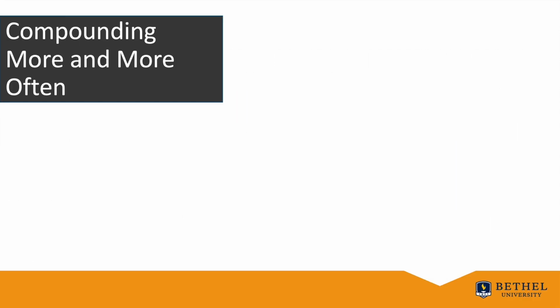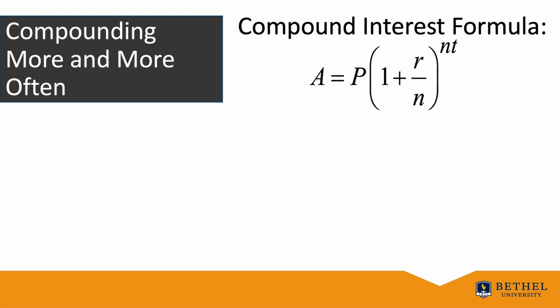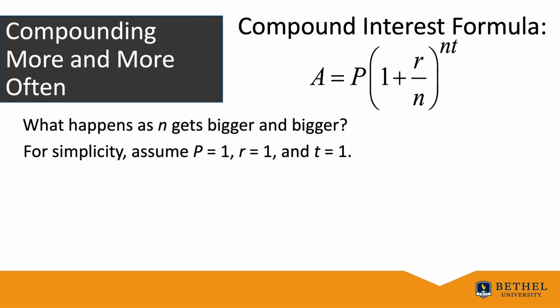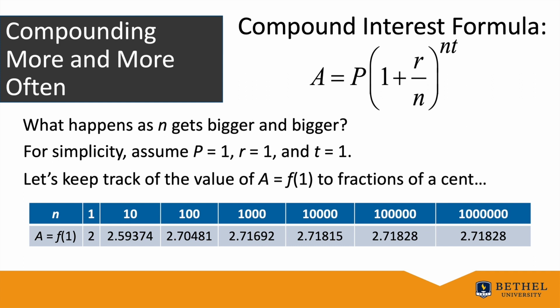Let's go back to compound interest now and address the question of what happens as the number of compounding periods gets larger and larger. Here again is the compound interest formula: A equals P times (1 plus r over n) to the n times t power. Again, what happens as n gets bigger and bigger? Let's keep things simple and assume that P equals 1, r equals 1, and t equals 1. We're going to keep track of the value of A equals f of 1 to fractions of a cent so we can see distinctions. Here's a table of values when n increases to higher and higher powers of 10.